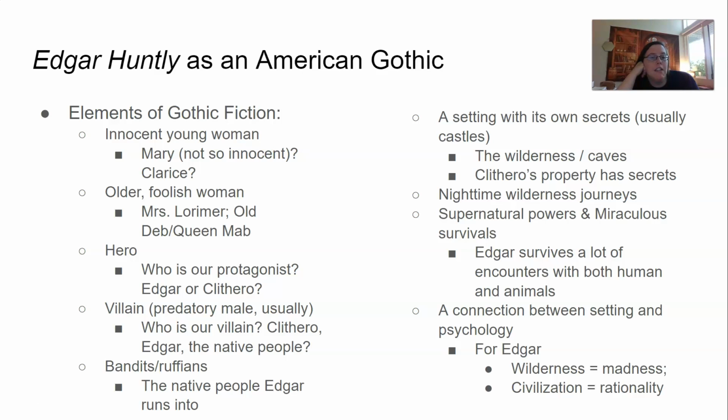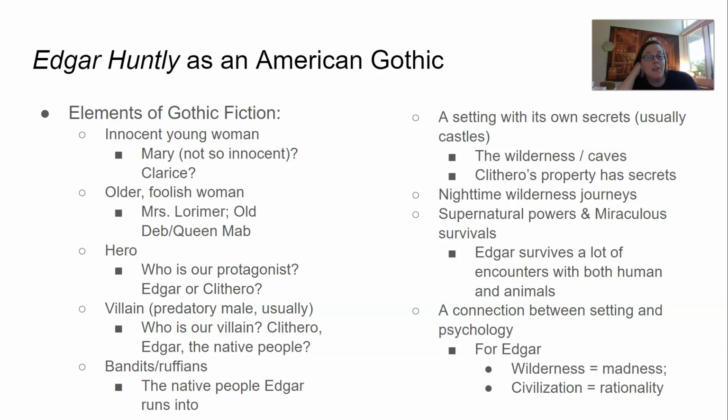We see a villain, usually male, usually predatory. So is Clitheroe our villain? Is Edgar our villain? Is the text writing in a way that would present the native people as villains? And probably they are being used to function as our outlaws or bandits, although I believe that we do have maybe another example of that.